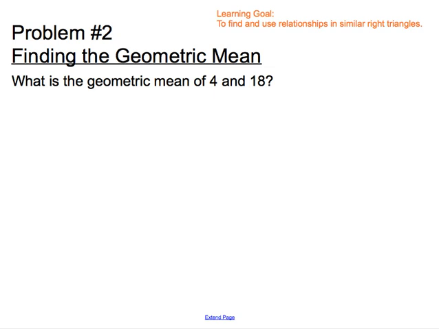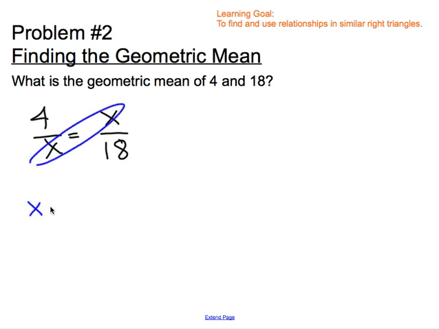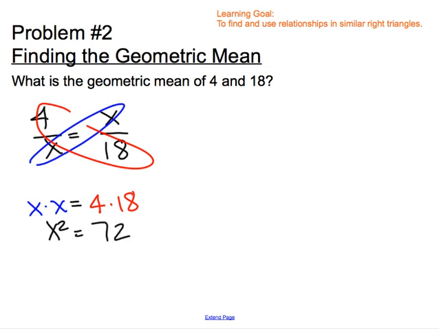So let's look at finding the geometric mean. Question number 2. What is the geometric mean of 4 and 18? So to set this question up, we set 4 over x equal to x over 18. The cross products property tells us that x times x has to equal 4 times 18. Simplifying the left-hand side of this equation, we get x squared equals 4 times 18, which is 72.